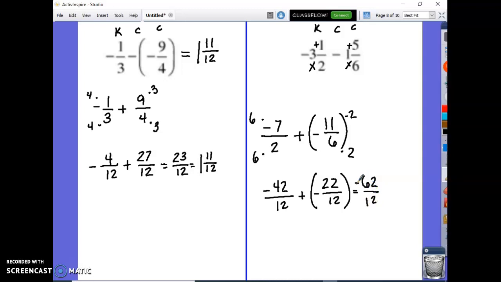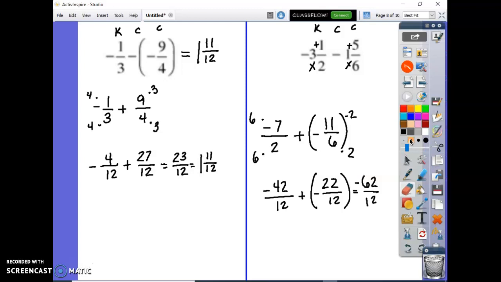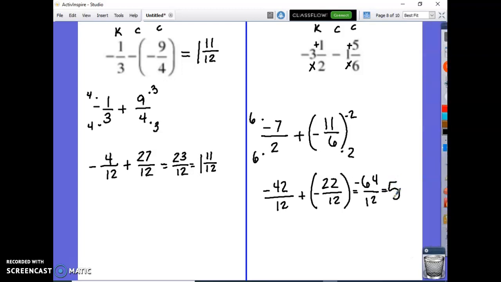How many times does 12 go into 64? Well, 12 times 5 is equal to 60. So my whole number is 5. 64 minus 60 is a remainder of 4 over 12. We can reduce that, and don't forget your negative sign. 5 and 1/3 negative. My final answer is negative 5 and 1/3.